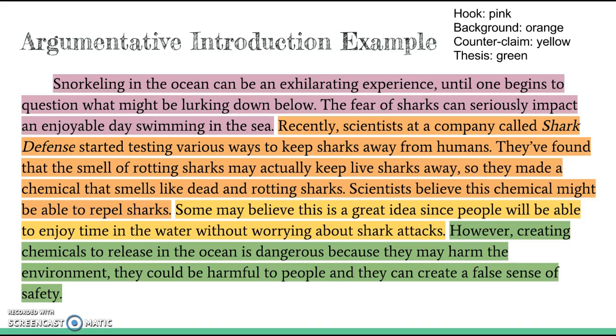So my hook starts like this. Snorkeling in the ocean can be an exhilarating experience until one begins to question what might be lurking down below. The fear of sharks can seriously impact an enjoyable day swimming in the sea. Now I'll give some background. Recently, scientists at a company called Shark Defense started testing various ways to keep sharks away from humans. They found that the smell of rotting sharks may actually keep live sharks away. So they made a chemical that smells like dead and rotting sharks. Scientists believe this chemical might be able to repel sharks.